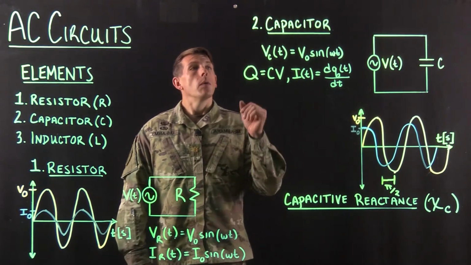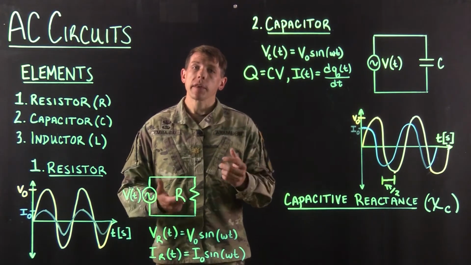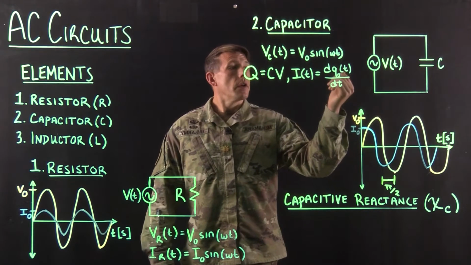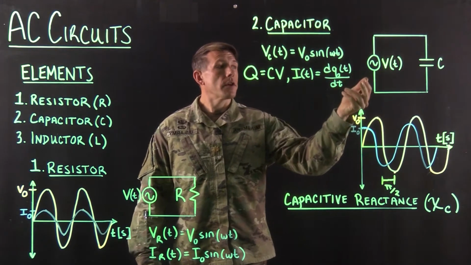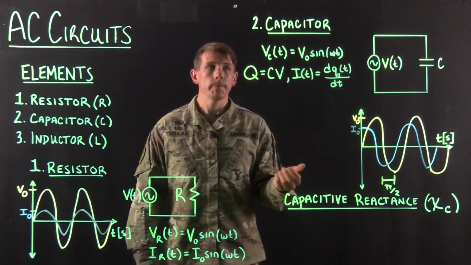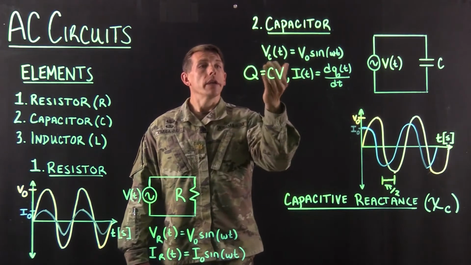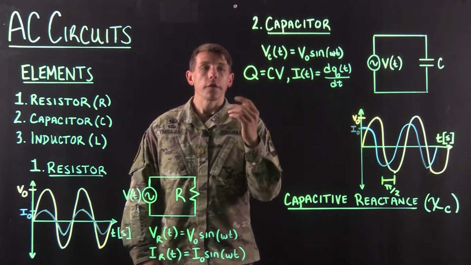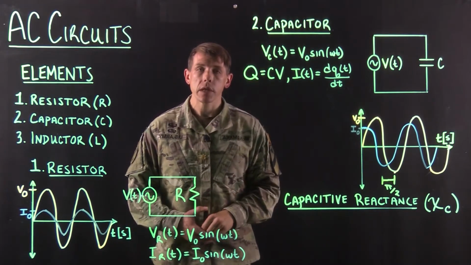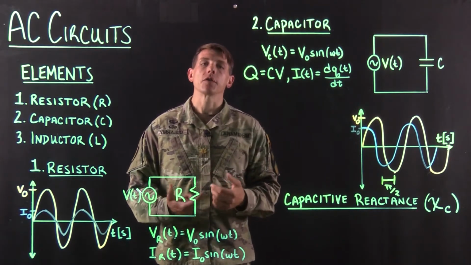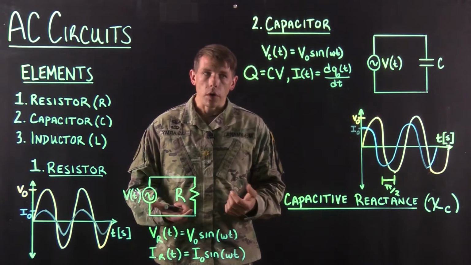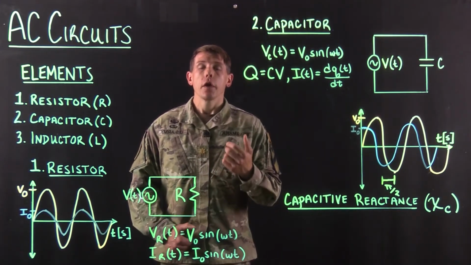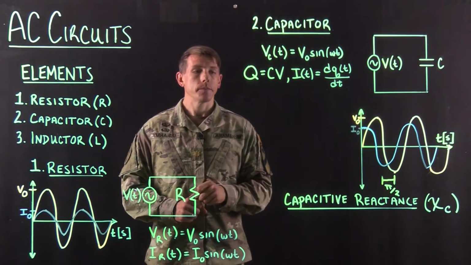Now, when I look at a capacitor, I'm going to tackle that in much the same way that I did the resistor. I'm going to consider that I have a capacitor in series with a time-varying potential, which I've written here. I'm also going to consider two equations from our PRC. The first is that charge is equal to capacitance times potential, and that current is the derivative of charge. By applying some math, I'm going to have an expression for the current through the capacitor.